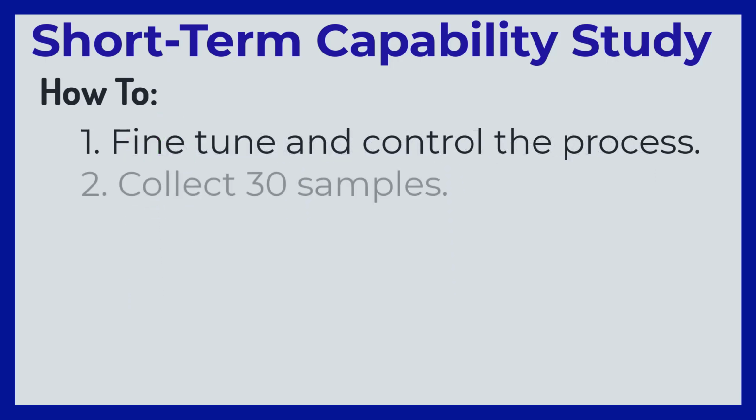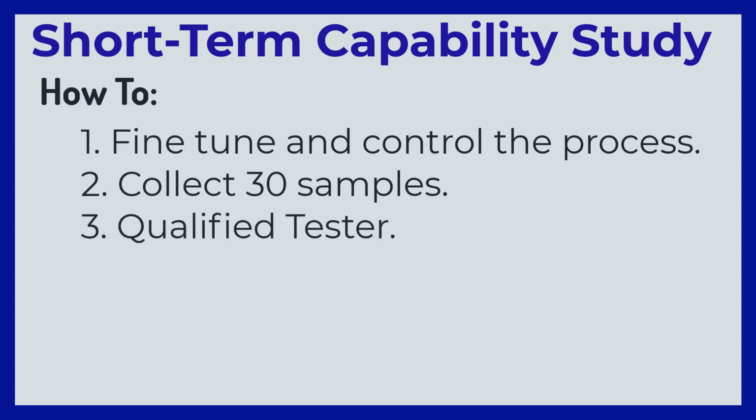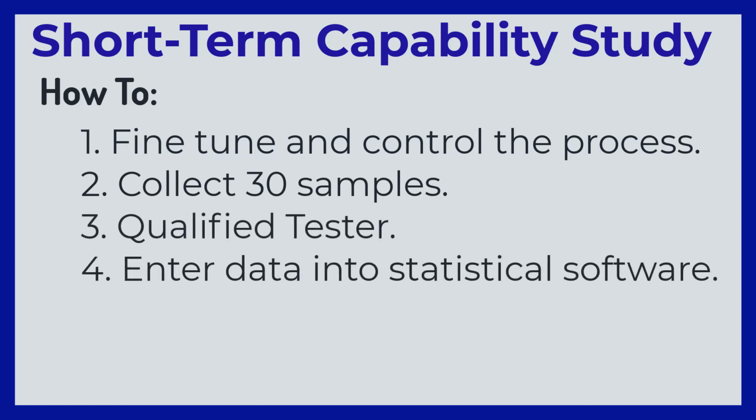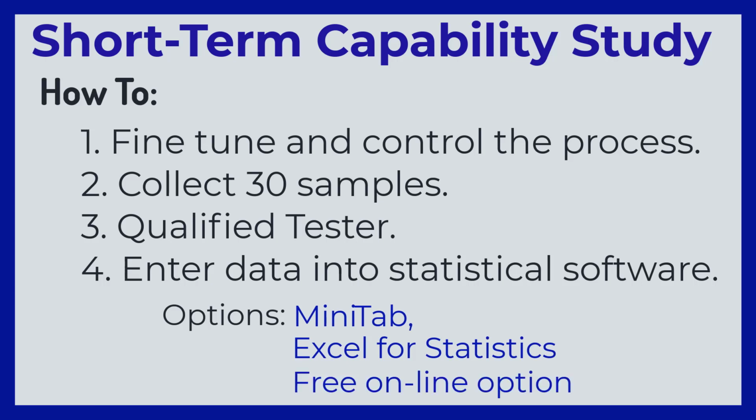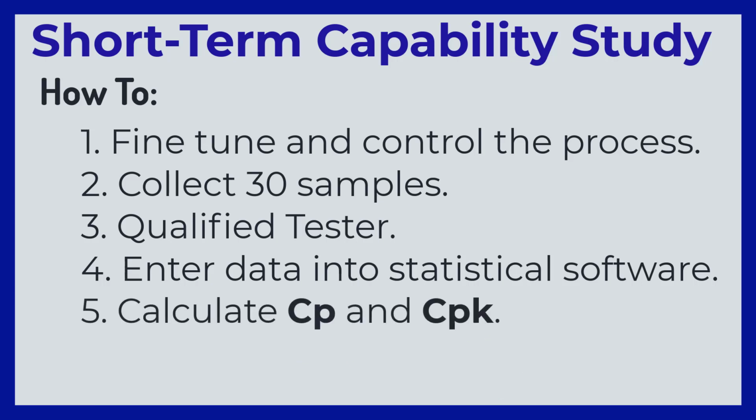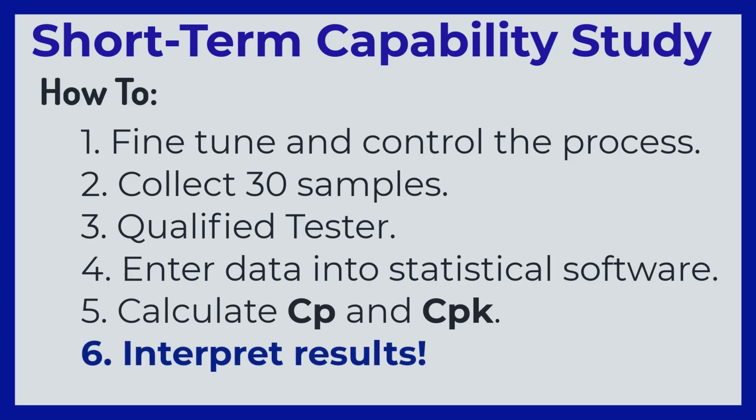Number 2, collect a minimum of 30 samples. Number 3, have the samples tested by a qualified individual. Number 4, use statistical software and enter the sample data along with the product spec limits. Use software such as Minitab or Excel for statistics, or try a free online option. Number 5, calculate CP and CPK. Number 6, and most importantly, interpret your capability results.